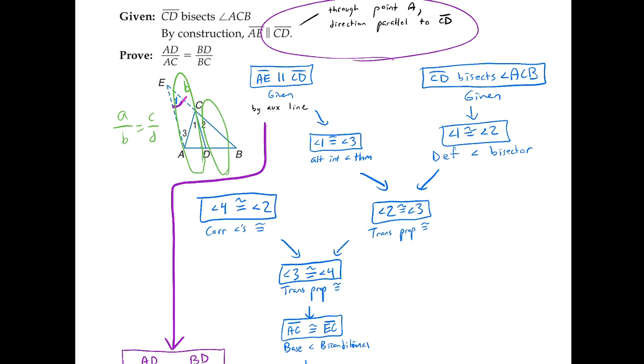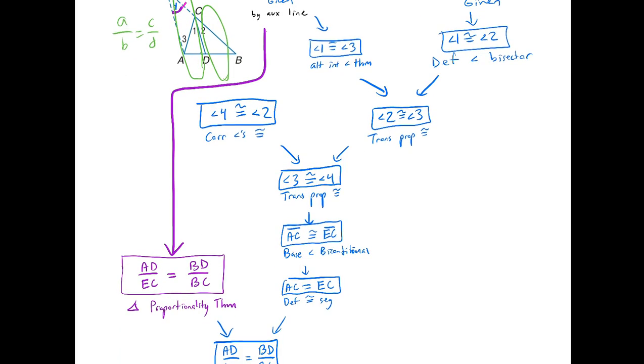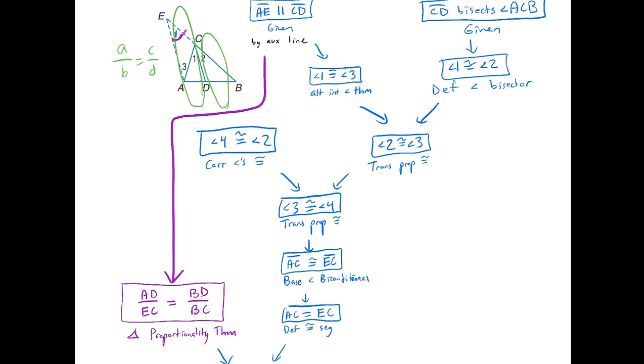Okay, I'll erase my letters. And I wrote that in purple right there. AD is to EC as BD is to BC. That's just the triangle proportionality theorem from the last video.